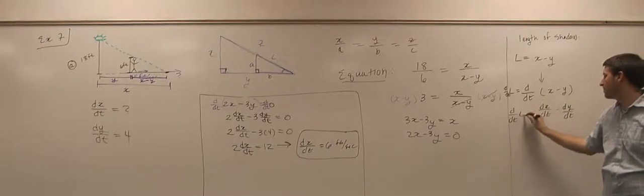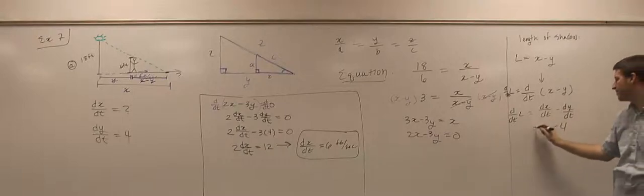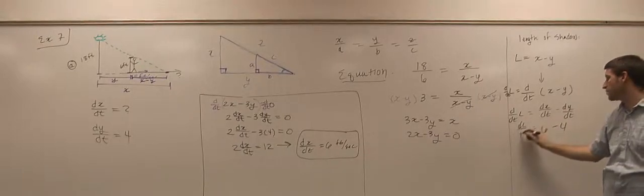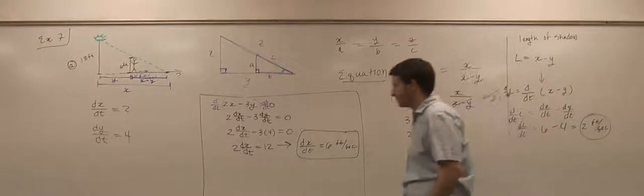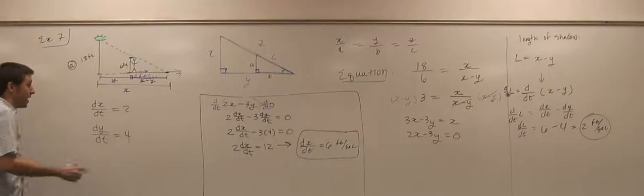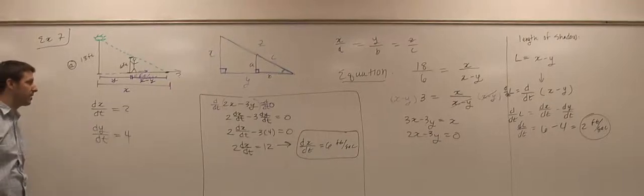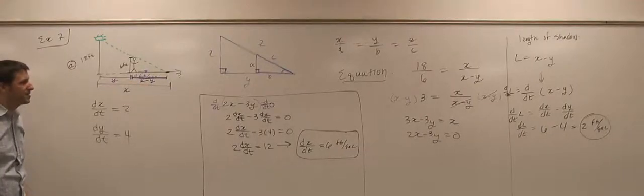Shadow is equal to 6 minus 4. The length at which the shadow is changing, 2 feet or something. So that's not how I did it actually. I relabeled my variables and did it again, but that works better like that. L is equal to x minus y, derive it, and then you get how fast the length of the shadow is changing.